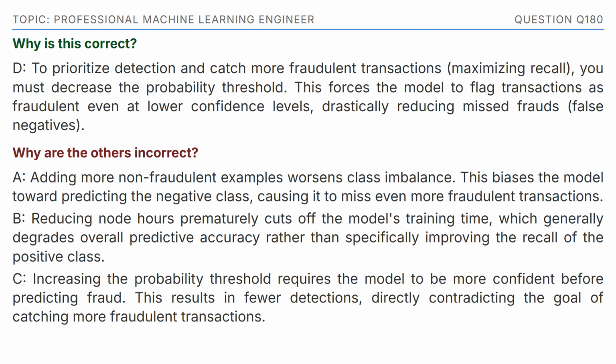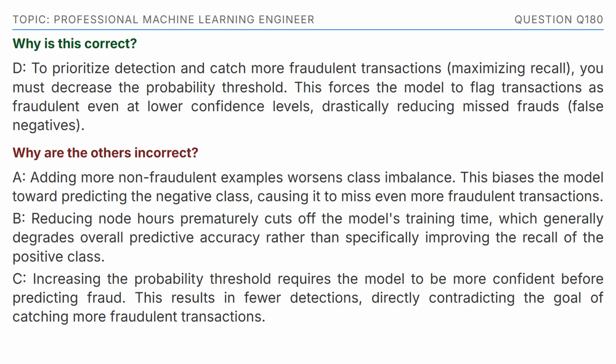Why are the others incorrect? A. Adding more non-fraudulent examples worsens class imbalance. This biases the model toward predicting the negative class, causing it to miss even more fraudulent transactions. B. Reducing node hours prematurely cuts off the model's training time, which generally degrades overall predictive accuracy rather than specifically improving the recall of the positive class.